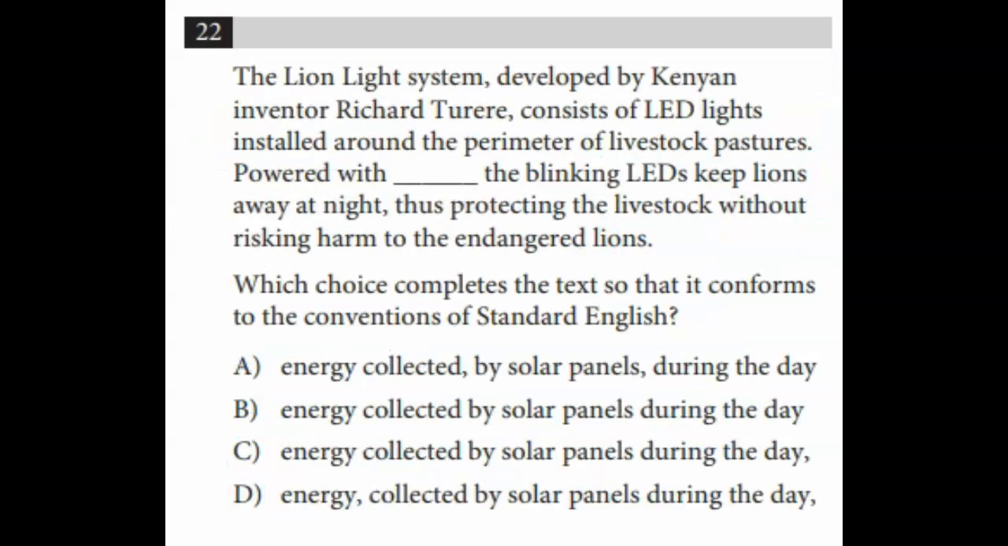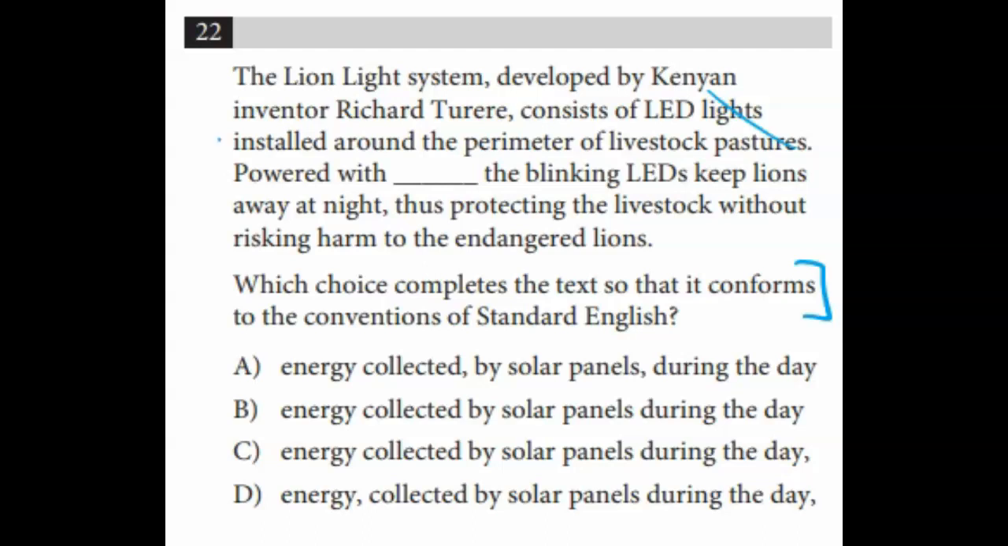All right, 22. It's going to be another grammar question. The line light system developed by Kenyan inventor Richard Turner consists of LED lights installed around the perimeter of livestock pastures. We can kind of ignore this. Powered with energy collected by solar panels during the day, the blinking LEDs keep lions away at night, thus protecting the livestock without risking harm to the endangered lions.